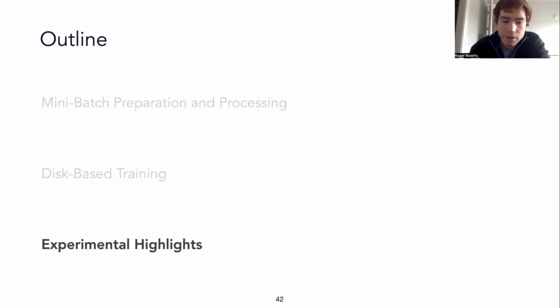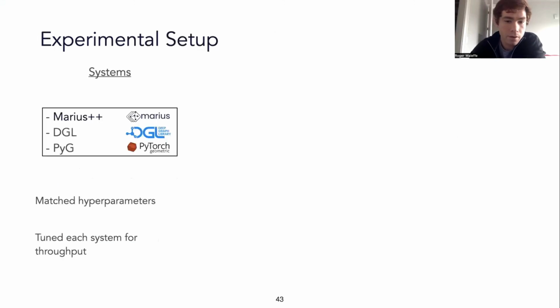So that mostly concludes the technical content. And let's go ahead and finish by looking at how everything we've discussed today comes together for end-to-end training in Marius++. For our experiments, we compared Marius++ directly with DGL and PyG, matching model hyperparameters where possible, but tuning throughput parameters individually to minimize the runtime of each system.